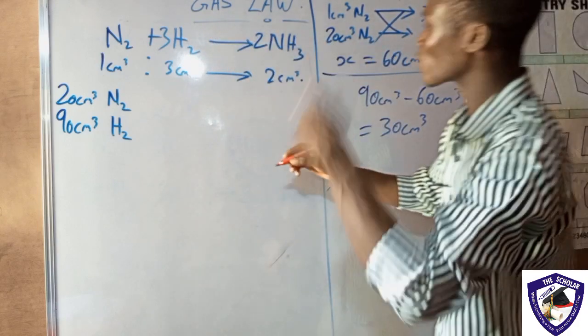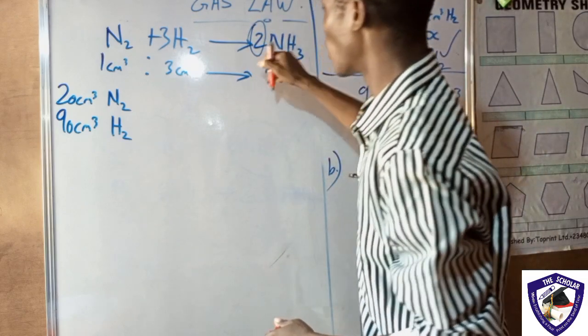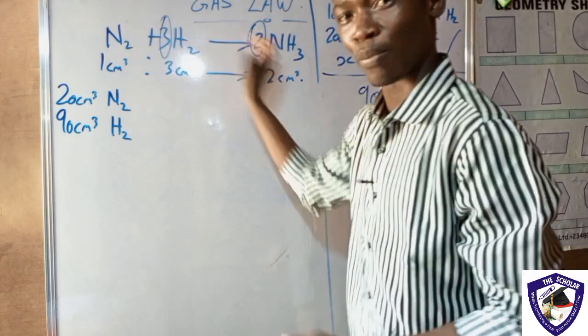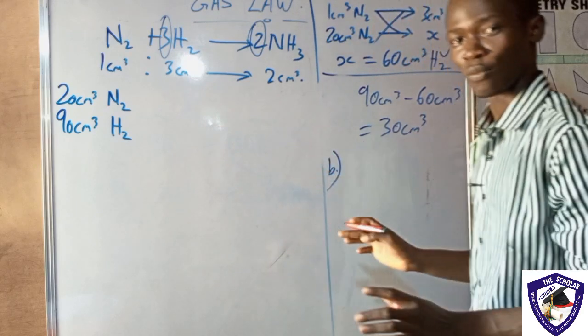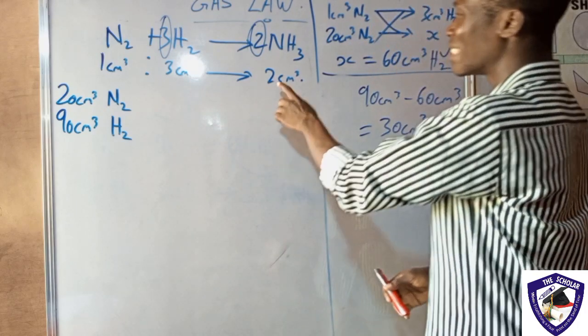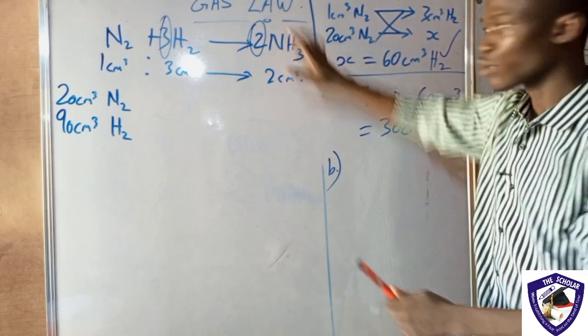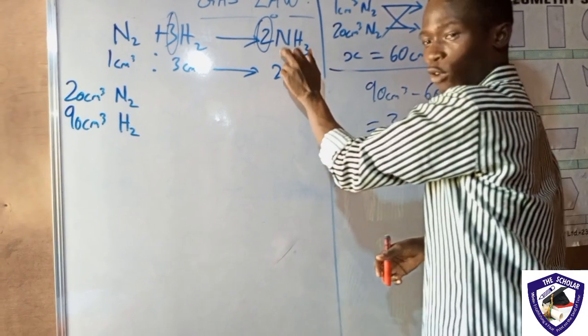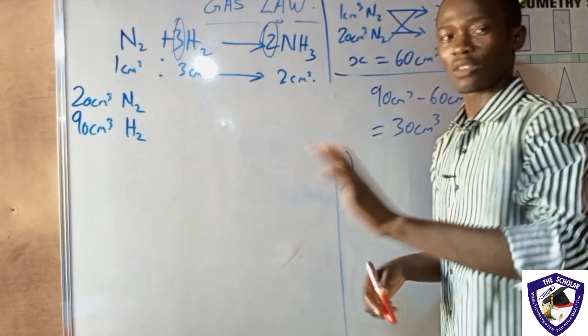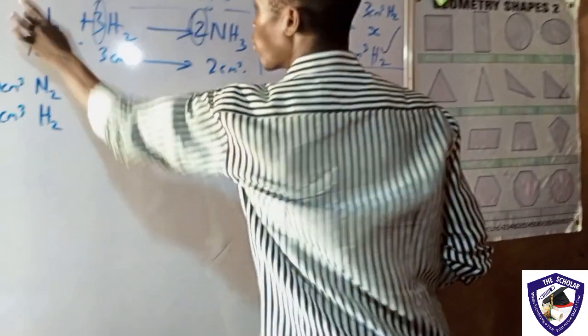The problem will start coming from getting the right number of moles, balancing the equation. That is where the problem starts. Now what will be the volume of ammonia produced? This is ammonia. From the question we are not given the volume of ammonia, so we will take this.